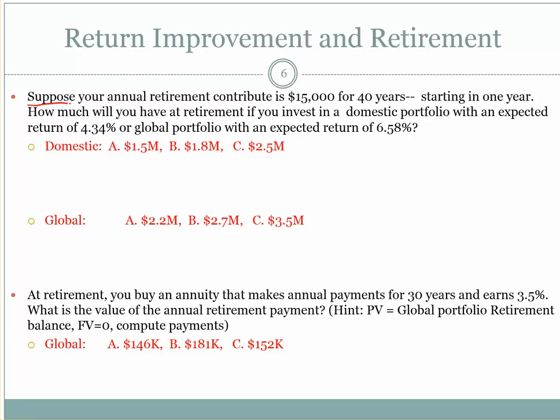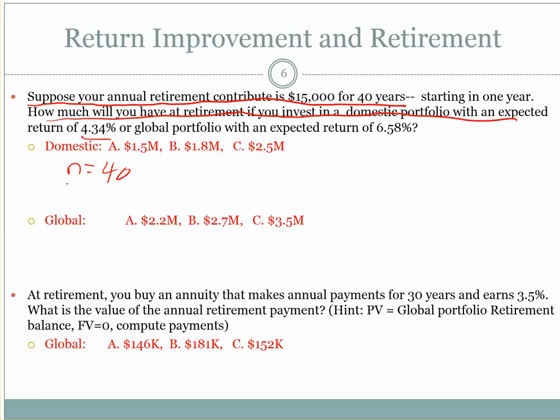Now suppose your annual retirement contribution is $15,000 per year starting in 1 year for 40 years. How much will you have in retirement if you invest in a domestic portfolio that had the expected return of 4.34%? So in this case, we're going to use your financial calculators.